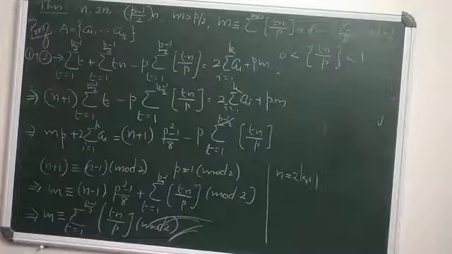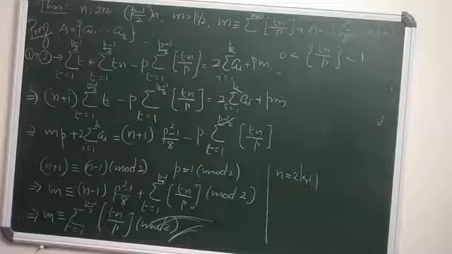When n is odd, it is m congruent to the sum of T ranging from 1 to (P minus 1) by 2 of the greatest integer of T n by P, mod 2. So this result heavily depends upon Gauss lemma. Agreed.